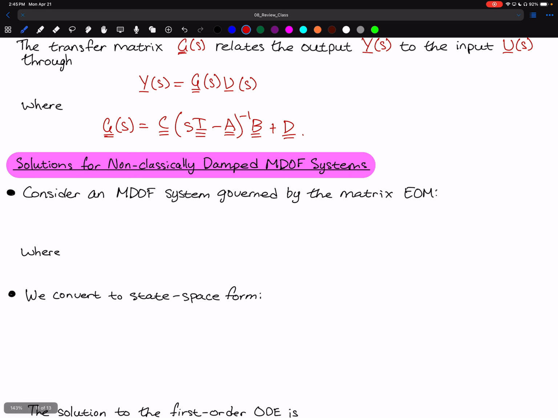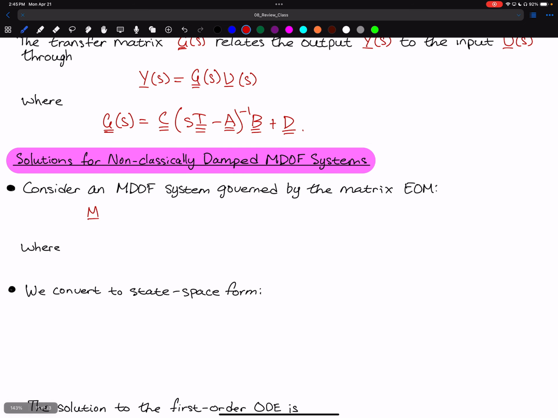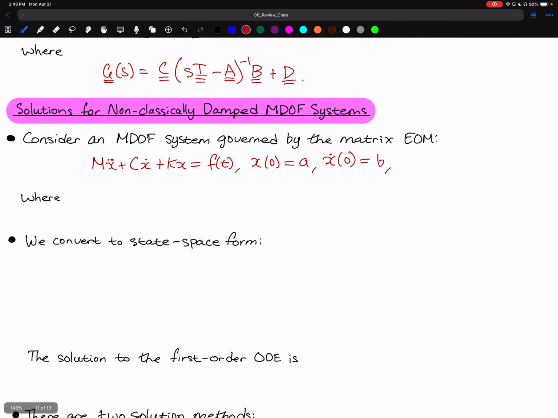All right, now let's talk about solutions for non-classically damped MDOF systems. We'll consider just an MDOF system here where we'll have M x double dot, dropping the matrix notation, plus C x dot plus K x is equal to a forcing vector F(t), and then here x(0) is equal to some constant vector A, and x dot of 0 is equal to some constant vector B.